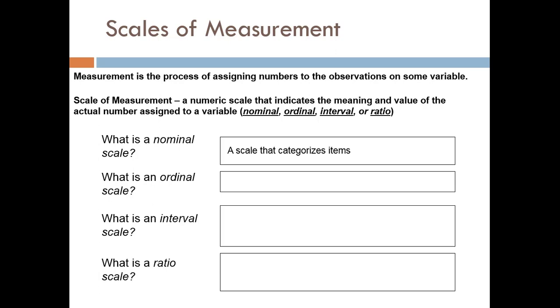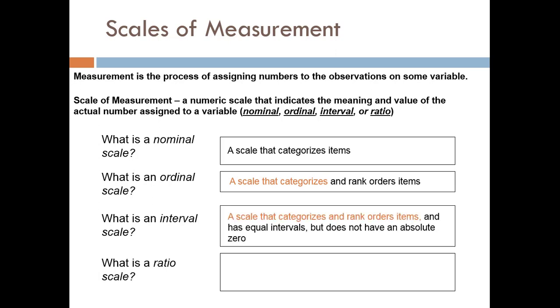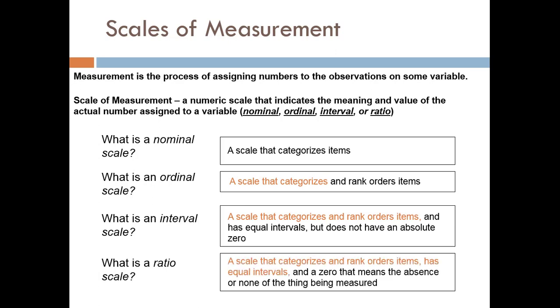The nominal scale simply categorizes or provides a name for items. The ordinal scale takes it one step further by not only categorizing an item, but the category is presented in a rank order format. For example, there is a clear first, second, third, and so on choice. Building upon this, the interval scale has equal intervals between items, but does not have an absolute zero. And then lastly, we have our ratio scale.